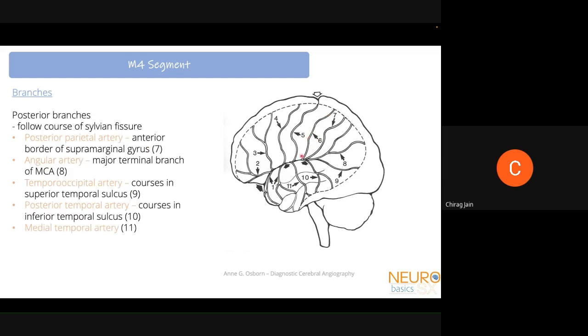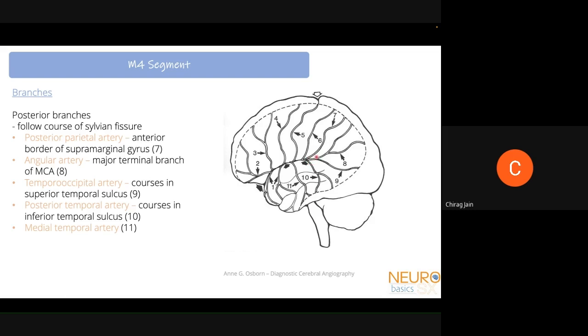And then you have multiple posterior branches. These actually follow the course of the Sylvian fissure. So this includes the posterior parietal artery, as we can see here, and that forms the anterior border of the supramarginal gyrus over here. Then you have the angular artery, which is the main terminal branch of the MCA, and this is one of the best branches to use for STA-MCA anastomosis.